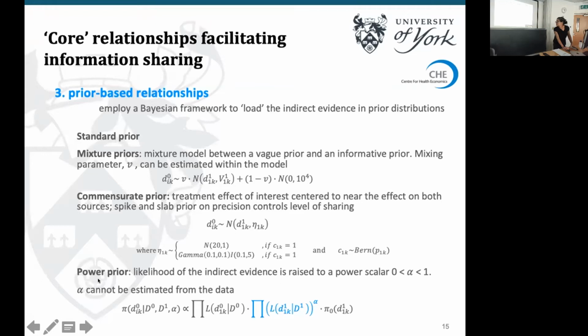And then he also found power prior models. Power prior models are models that combine, in the likelihood, both direct and indirect evidence, but the indirect evidence likelihood is raised to a scalar that is between 0 and 1. And for power prior models, the alpha, the power parameter, can't be estimated from the data, so it has to be assumed. And it's usually analyzed by sensitivity analysis, so the value is varied.